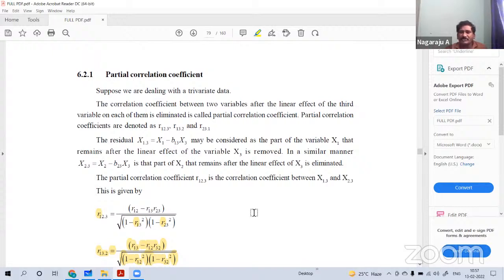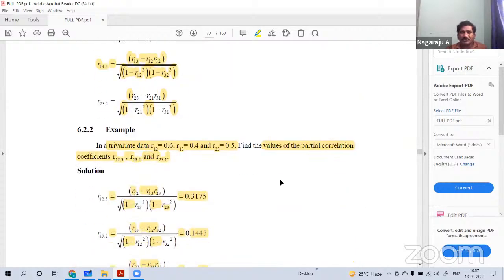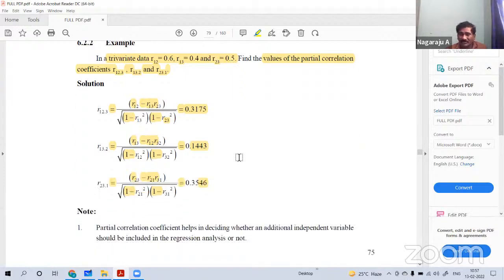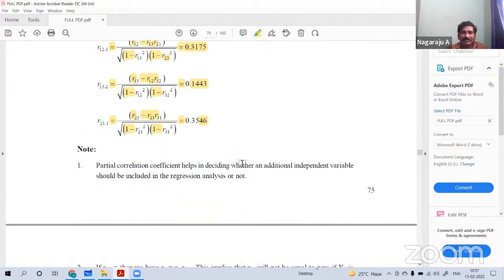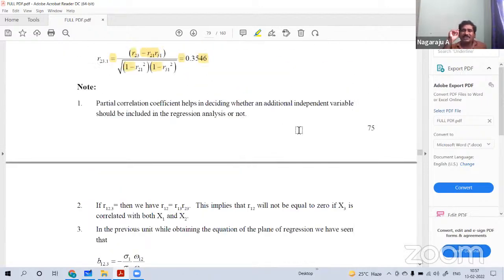So here we should remember that the derivation part is not there. You should just go for the formulas. You should remember what is called the partial correlation coefficient. In that, you should simply substitute the values given in the question directly into the formula. That is our required solution. This is our required first part of the value. Next is the partial correlation coefficient.